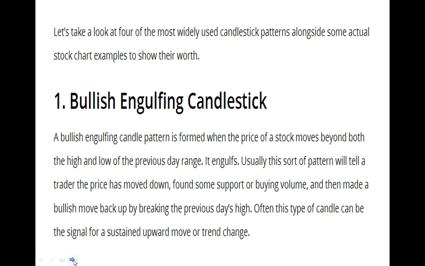Usually, this sort of pattern will tell a trader the price has moved down, it has found some support or buying volume, and then made a bullish move back up by breaking the previous day's high. Often, this type of candle can signal a sustained upward movement or trend change.